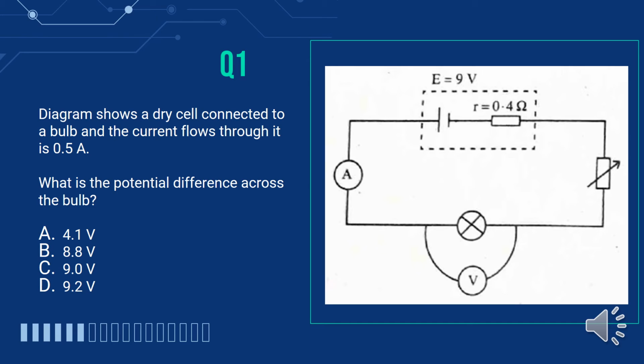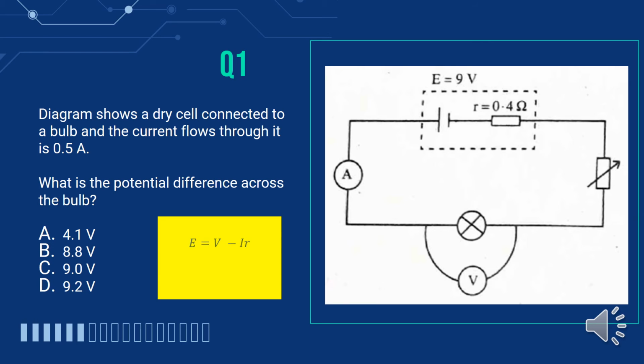Got the answer? Let's discuss. In this case, we use the formula E is equal to V plus Ir. When we put the values into the formula, we will get the potential difference across the bulb is 9.2 volt. So, the answer here is D.